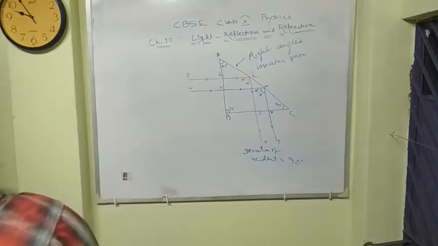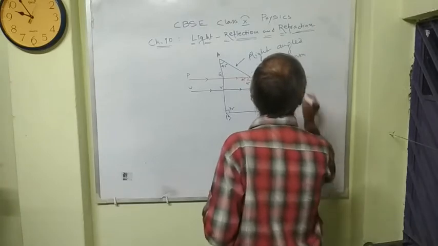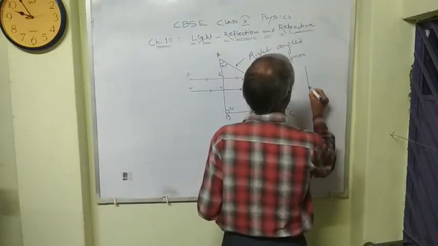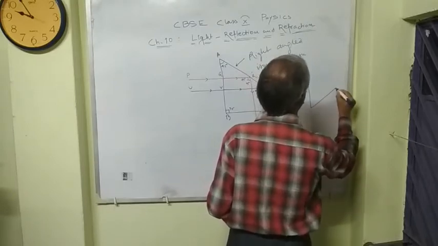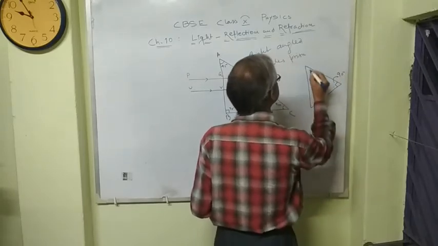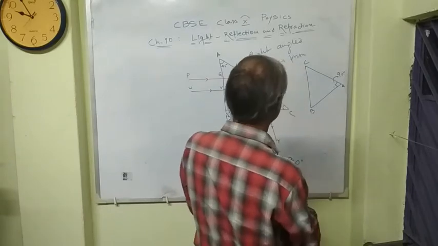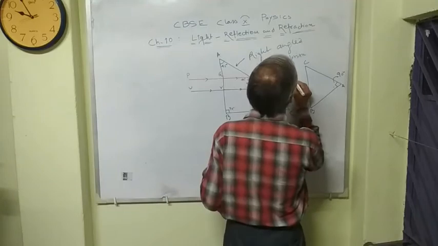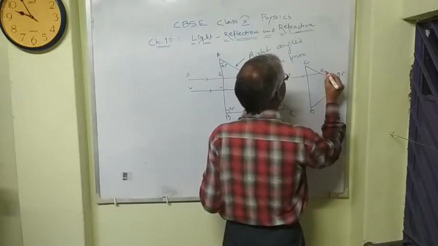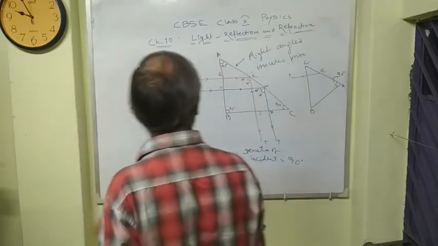Now, we see this is hypotenuse of a right angled isosceles prism. This is 90 degree. Hence, this will be the hypotenuse A, B, C. A light ray falls normally in this way, P, Q. In this case also, deviation occurs 180 degree by the process of reflection here.